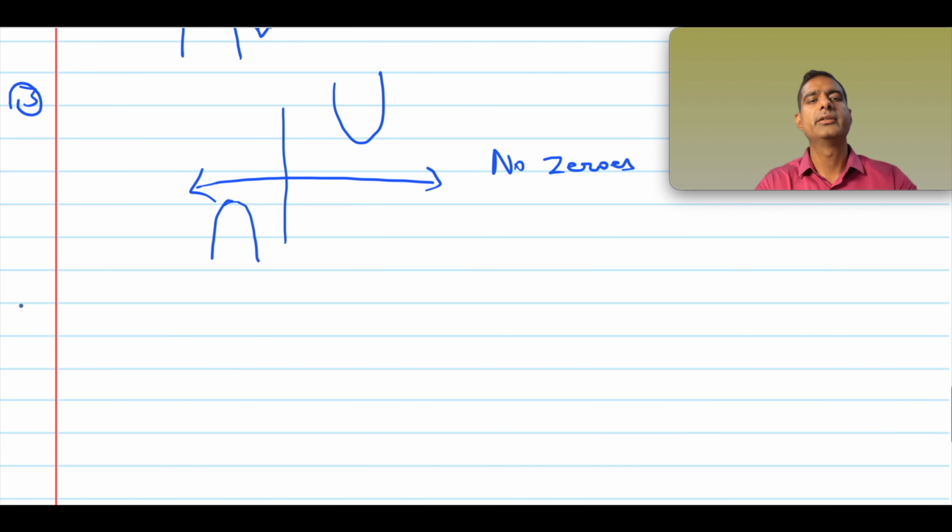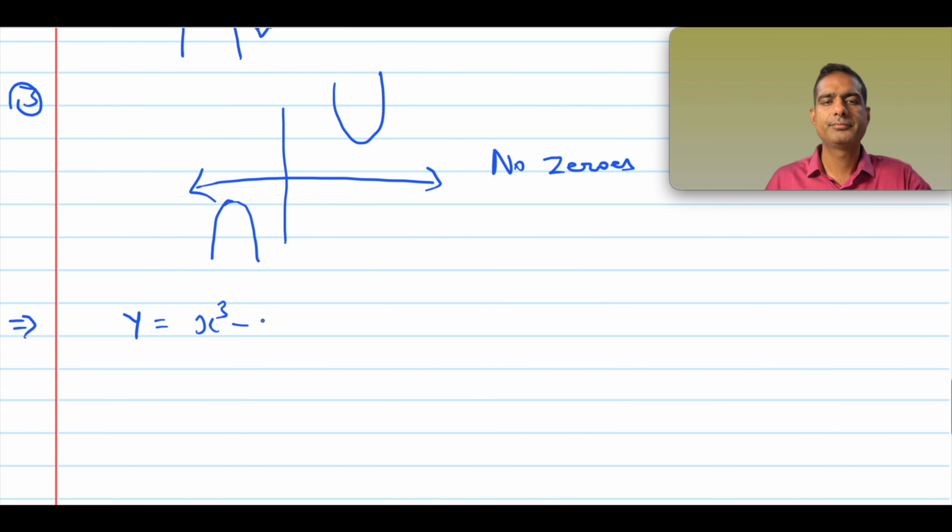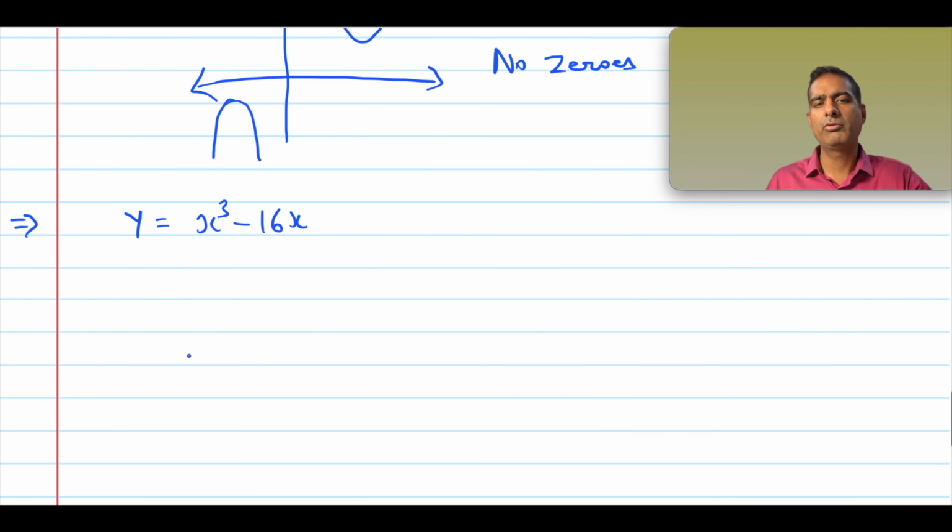So what do you think? How many zeros will it have? To understand that, let us take an example. y is equal to x cube minus 16x. So to find out the zero of this polynomial, what we will do? We will equate the value of y to 0. It means to find out its zeros, we can write x cube minus 16x is equal to 0.